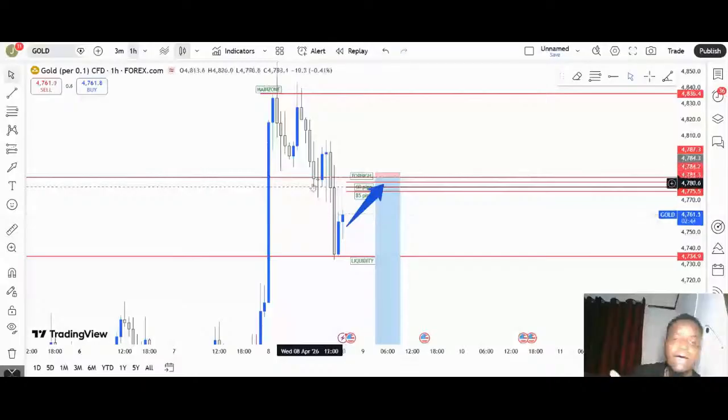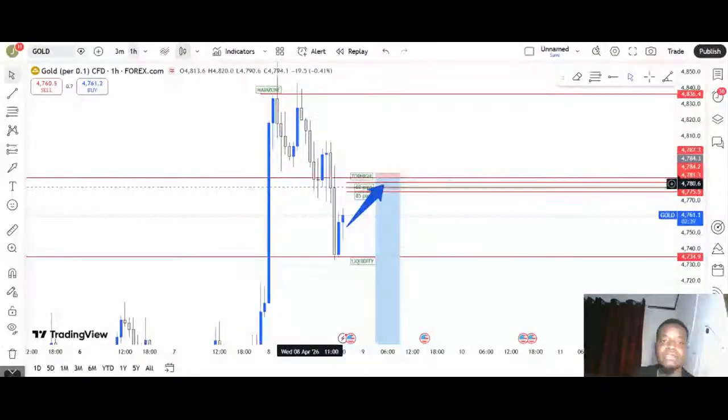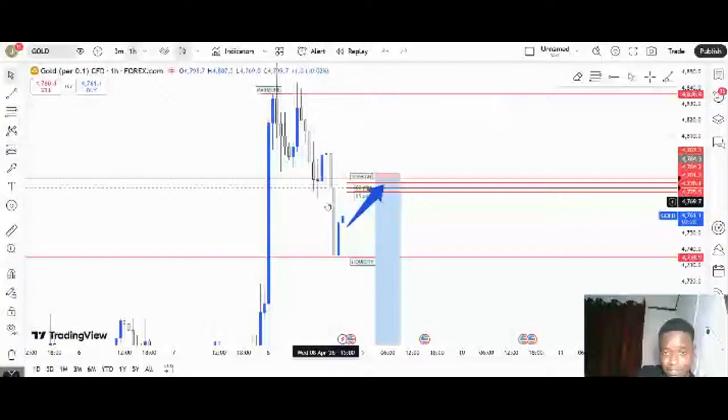So there was indecision between the buyers and the sellers. Buyers were in control. They were just fighting for price right here. Sellers are pushing the price down, buyers are pushing the price upwards. Then at this particular point, sellers push the high.